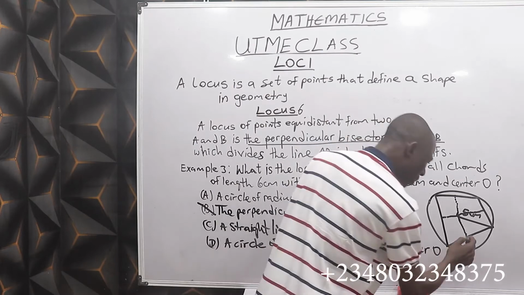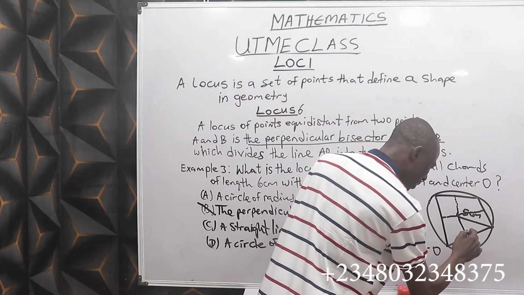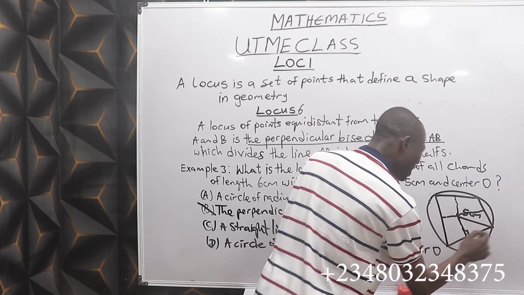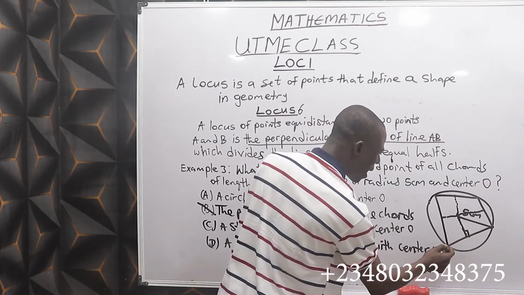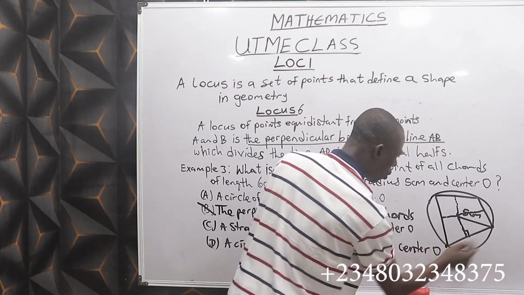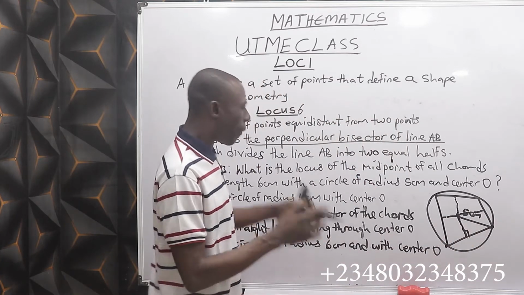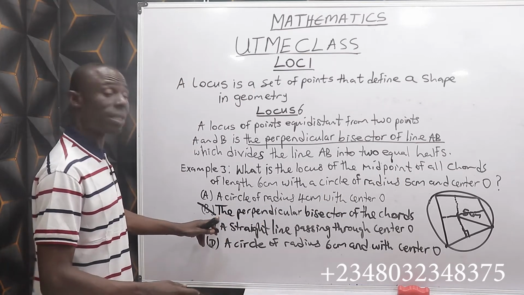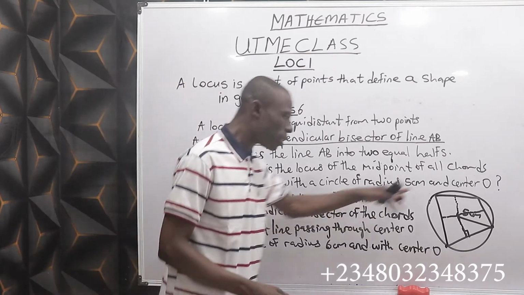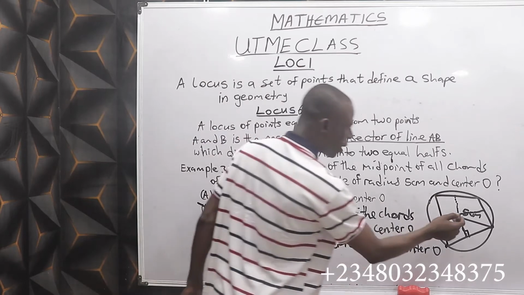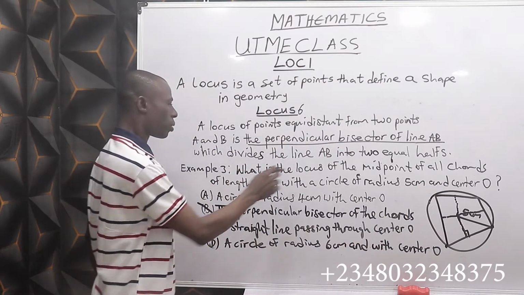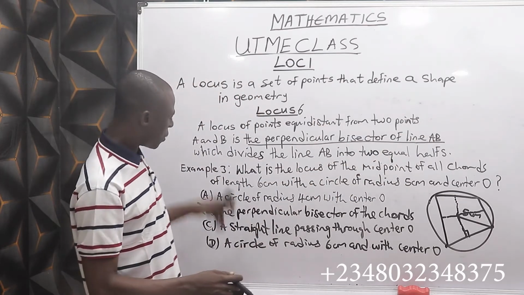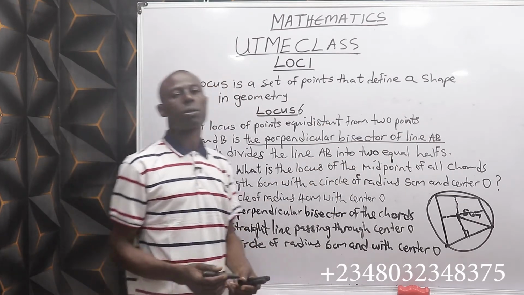And what does that mean? It means that that line is a locus of points equidistant from the 2 ends of the chord. So it's a perpendicular bisector of the chord. That is why option B is the correct answer, the perpendicular bisector of the chords. So that's it. The locus of the midpoint of all chords is the perpendicular bisector of the chords.